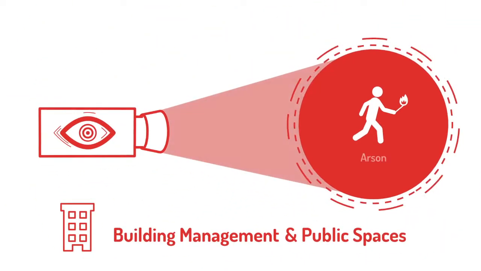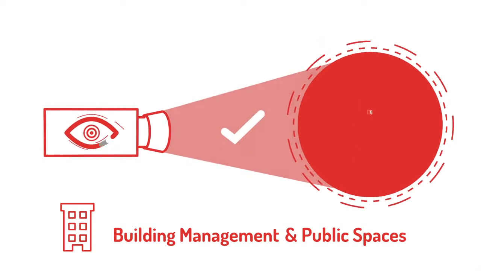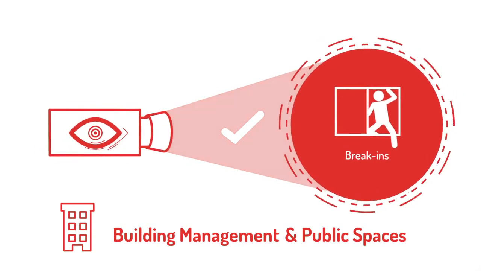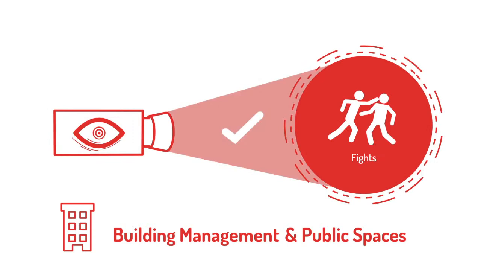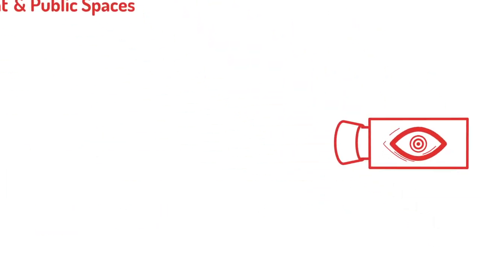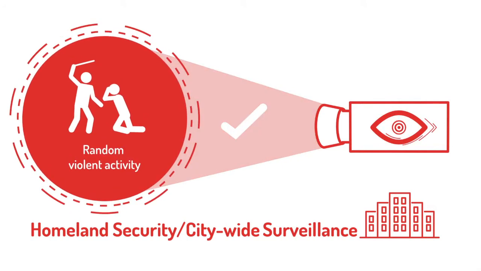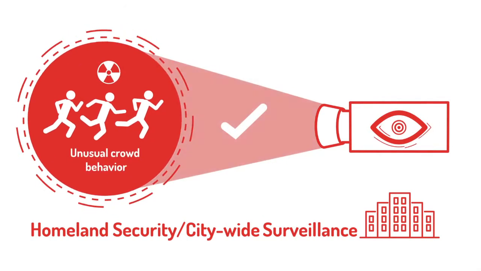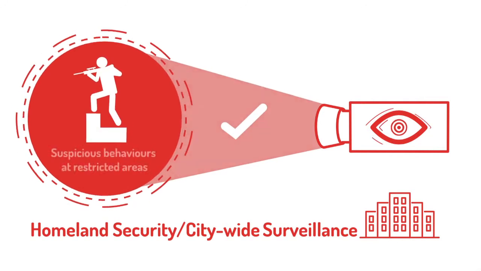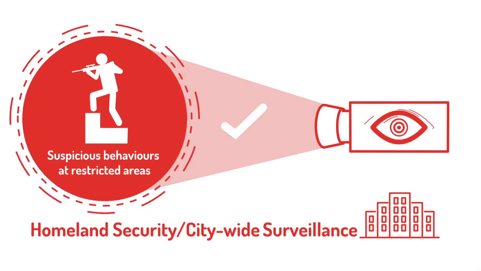ARVAS can be applied in buildings and public spaces, discovering a wide variety of abnormal events and behaviors, leading to better crime prevention and enhanced safety and security. ARVAS is sufficiently lightweight to provide up to 100% coverage for citywide surveillance, making it cost-effective and efficient in providing analytic coverage on a large scale.